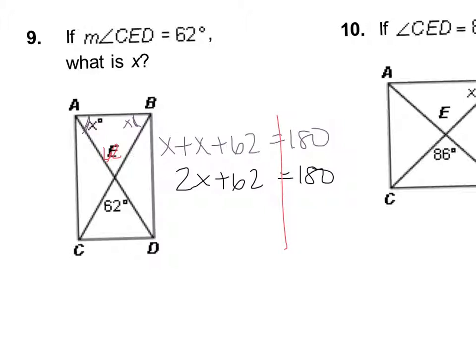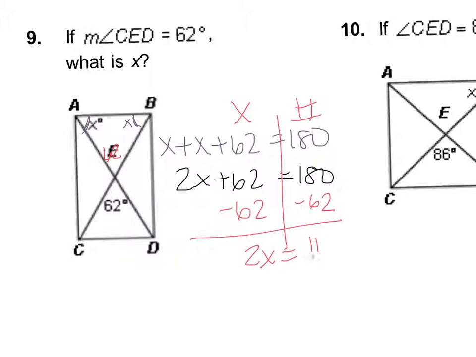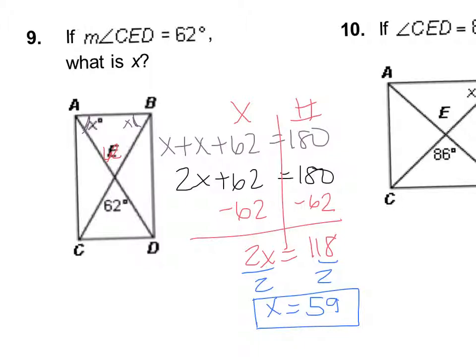Solving for x, which means I need x's on one side, numbers on the other. I can subtract 62 from both sides. So 2x equals 118. And then to get x completely by itself, I need to divide both sides by 2. And I get that x equals 59. And that would make it a rectangle.